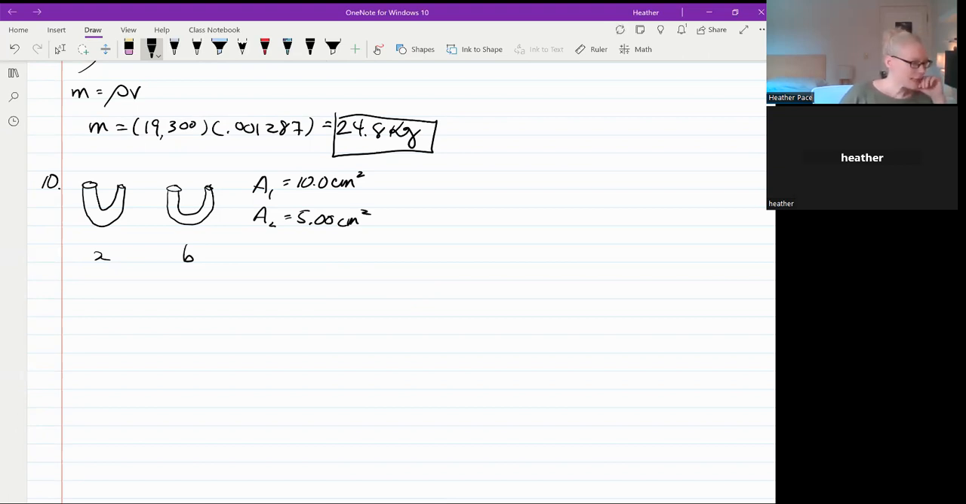So we have something like this. Here's where the mercury is. It's going to be level in the U, but then when you pour water in, it's going to push the mercury up. So we're going to have something that looks kind of like this. Drawing the picture.